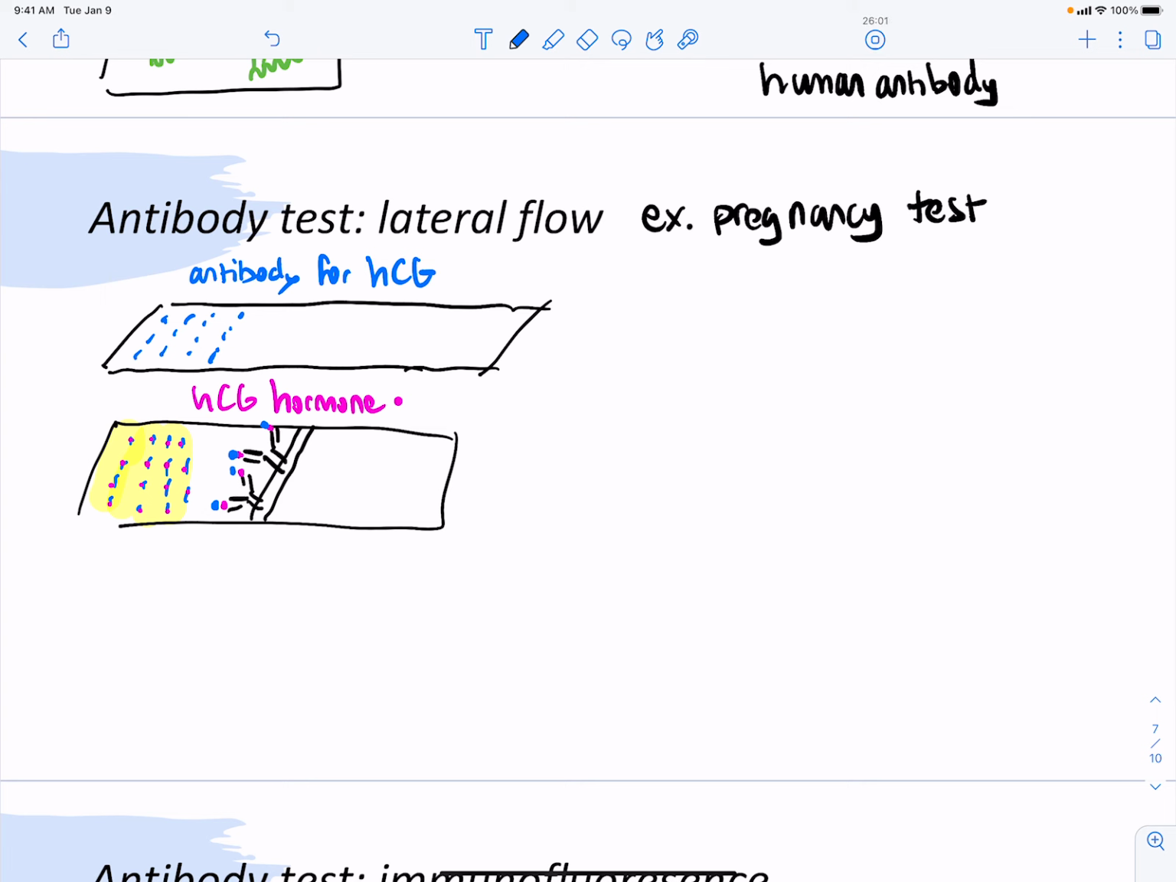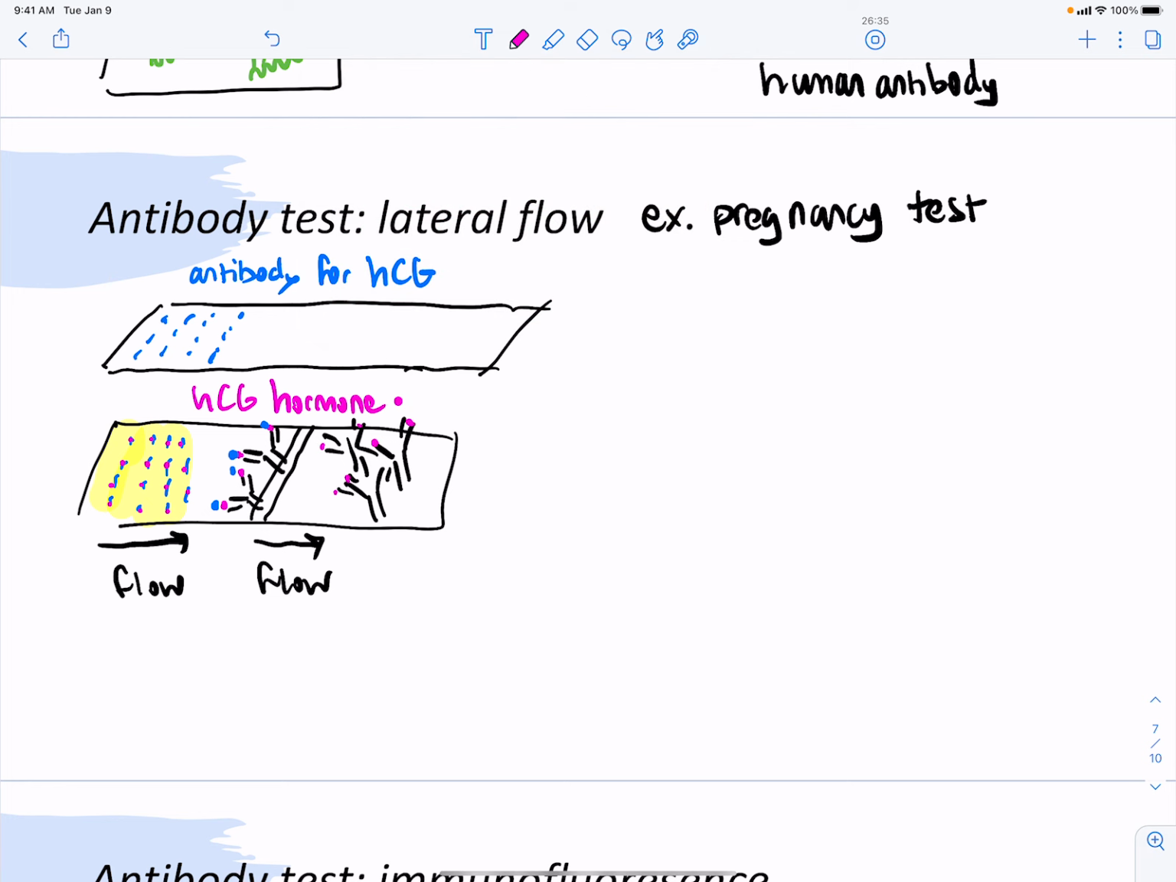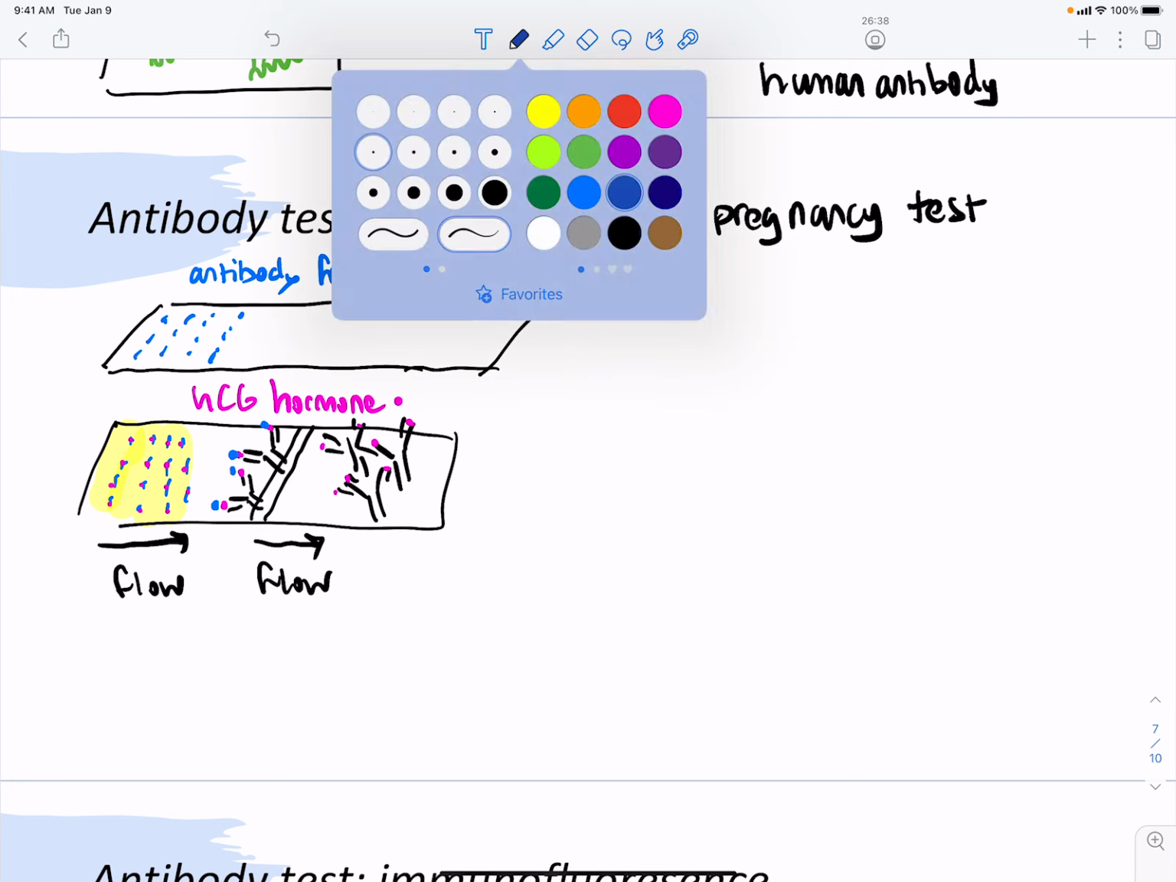And then if you have sufficient hormone present, you will get a colored line when the beads and the particles aggregate. So the beads and the particles will continue to flow. So here's the flow. And they'll continue to flow. And then you'll get an aggregation. Which aggregation just means a lot together. Just draw some of them. So they're kind of clumping. And then we have our hormone in here attached to our beads in here.